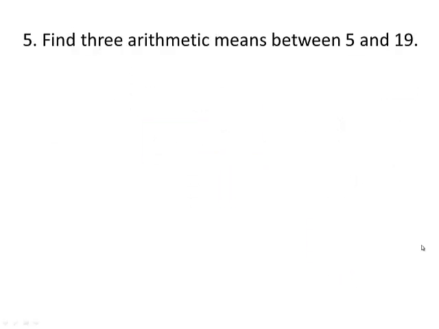Number 5. Find 3 arithmetic means between 5 and 19. Okay, find 3 arithmetic means. So I want 3 numbers between 5 and 19, like this. And it's arithmetic, meaning that we're going to add the same number each time. Well, you can sit here and try to guess what it is, but I wrote this out so that you couldn't guess this very easily. It's not like 2 or 3 or something like that. So we're going to actually have to go through this as an exercise here.